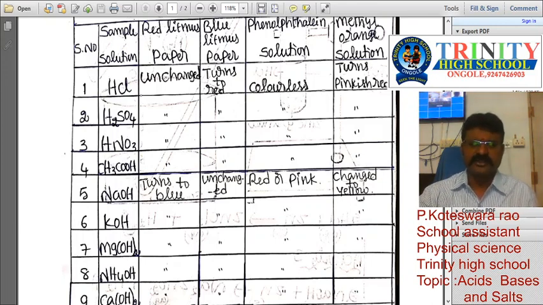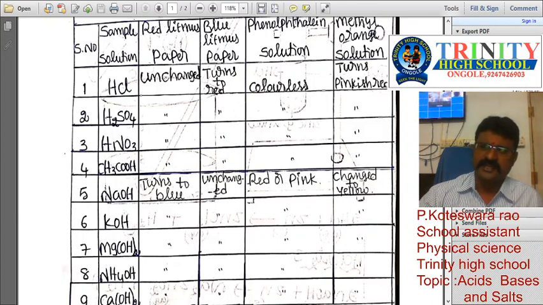So we want to take this NaOH solution and add 1 drop in the first watch glass, 1 drop in the second watch glass, 1 drop in the third watch glass, 1 drop in the fourth watch glass. Once again we want to check red litmus paper. What happened? What is the color? It turns blue. Red litmus paper turns to blue. What about blue litmus paper? Blue litmus paper is unchanged. Unchanged means no change. And what about phenolphthalein solution? It will turn red or pink.